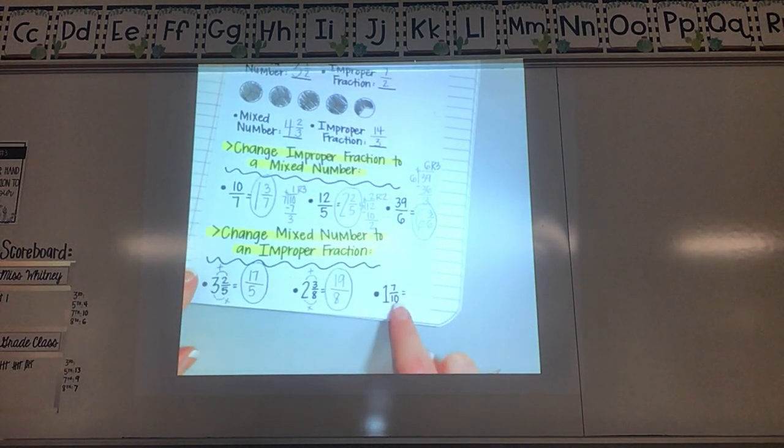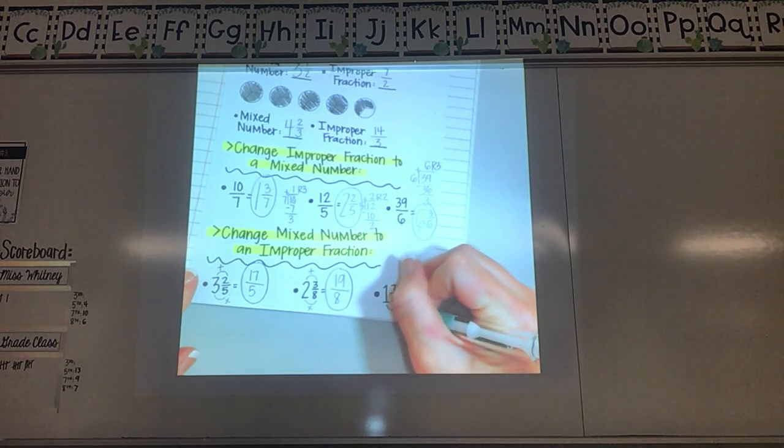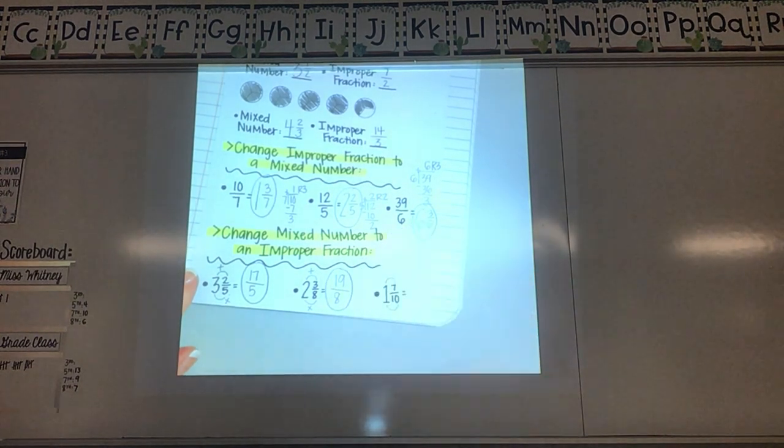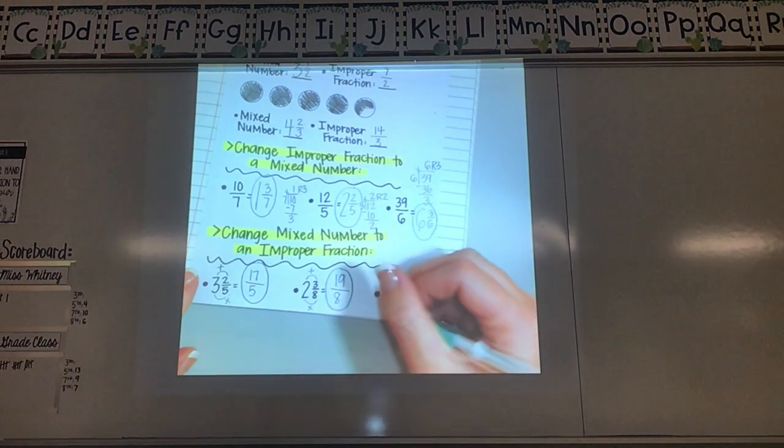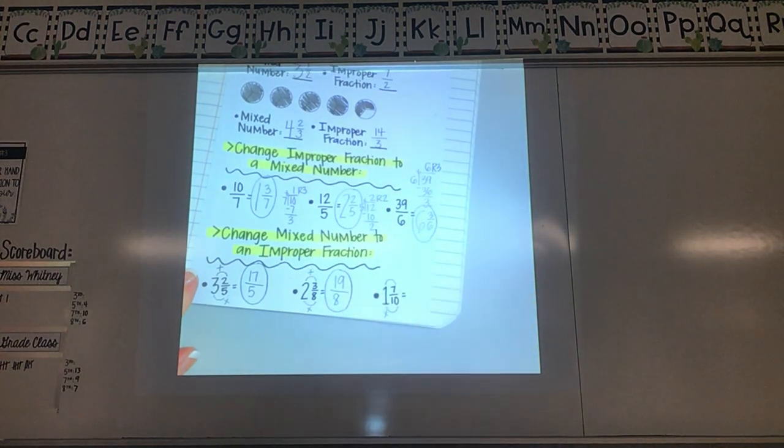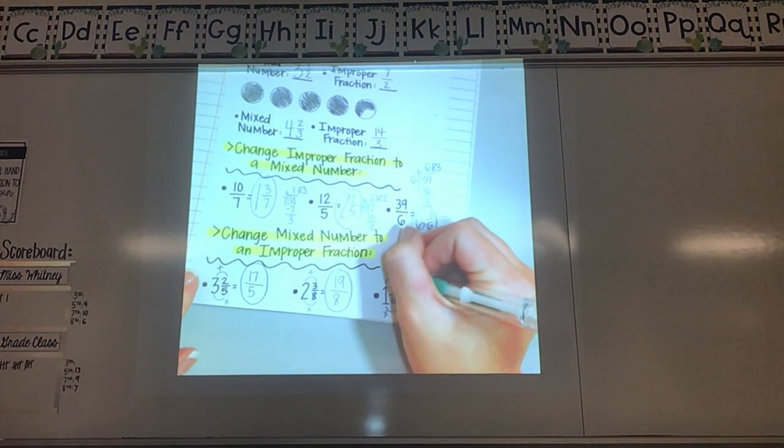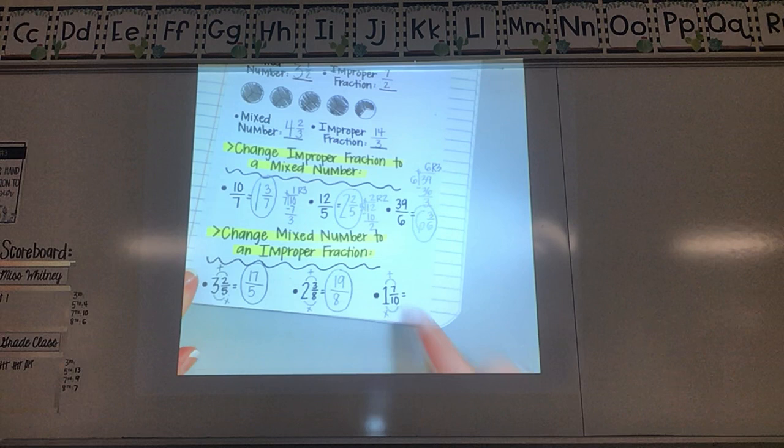Let's do one more. 1 7/10. Draw your rainbows, one on the bottom, one on the top. What symbol am I going to put on my bottom rainbow? Hopefully you said times. What symbol goes on my top rainbow? Hopefully you said plus. Then I'm going to stick my finger down here at the bottom and follow them around.